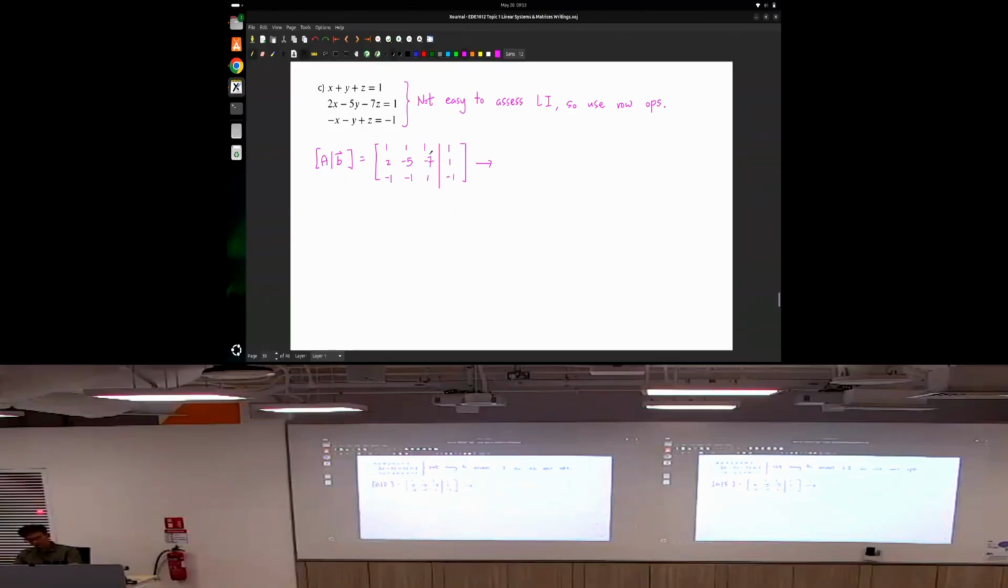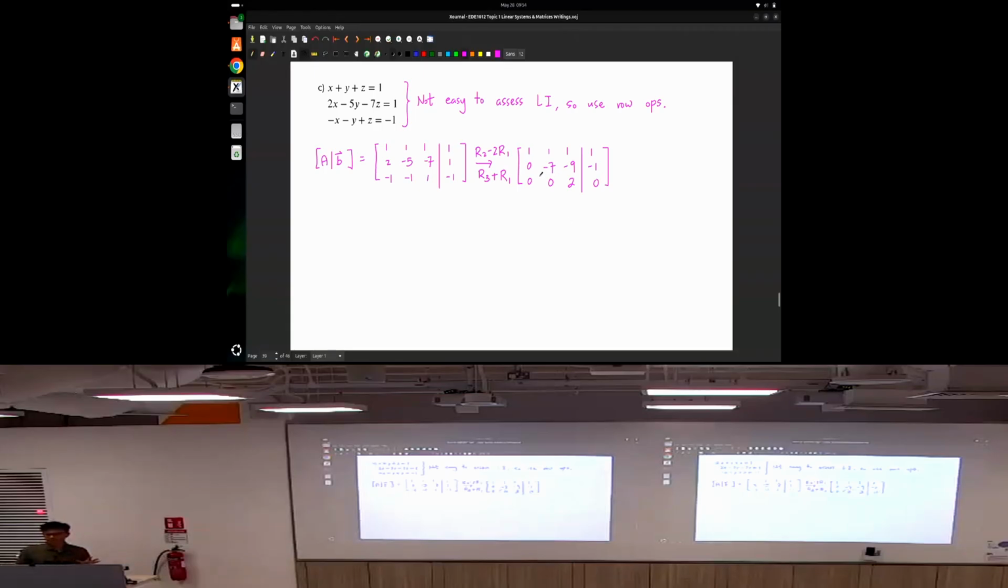So to make zeros here, row 2 minus 2 row 1. Row 3 plus row 1. So we're going to get the first two zeros. Then -5 minus 2 is -7. -7 minus 2 is -9. 1 minus 2 is -1. Then the third row, -1 plus 1 is 0. 1 plus 1 is 2. -1 plus 1 is 0. Is that correct? Okay, so this is good enough.